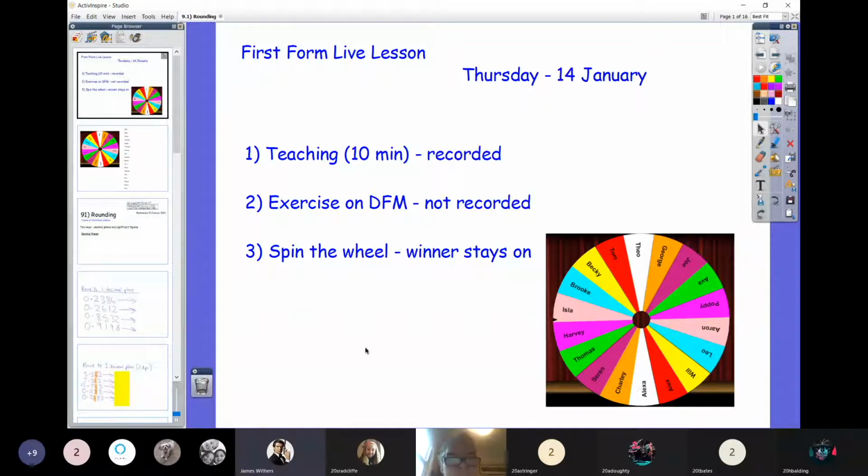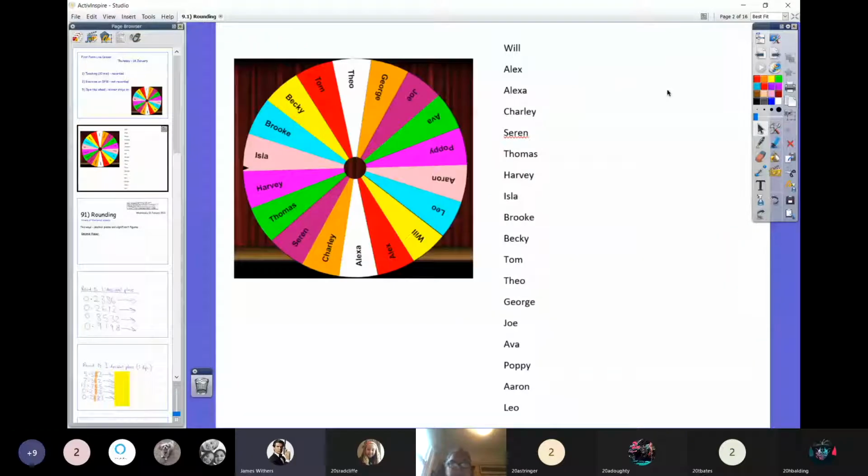Now, if we can get most of the people through understanding this, it would be great if we can do a bit of spin the wheel at the end of the lesson, but we'll see how things go. So that's the plan.